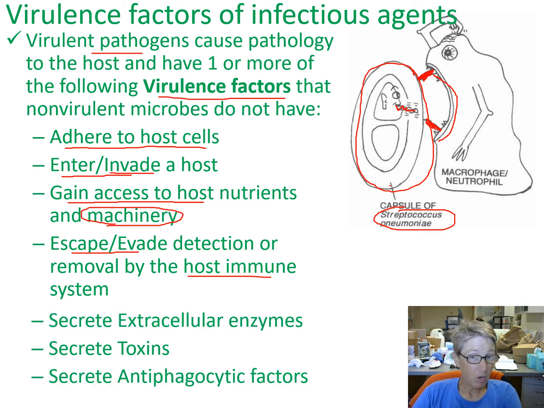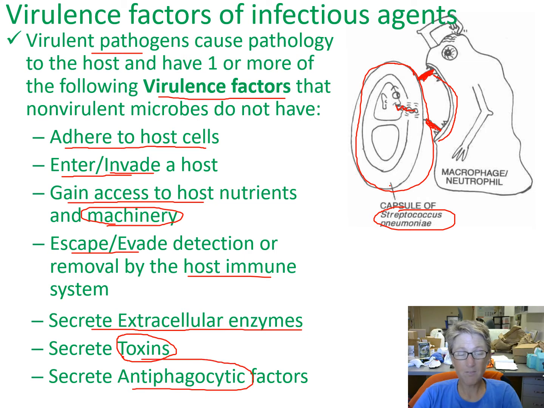More virulence factors include your virulent pathogen could secrete an extracellular enzyme that could help the pathogen do its thing. The virulent pathogen could secrete a virulence factor called a toxin, and the virulent pathogen could secrete a virulence factor that was an anti-phagocytic factor.